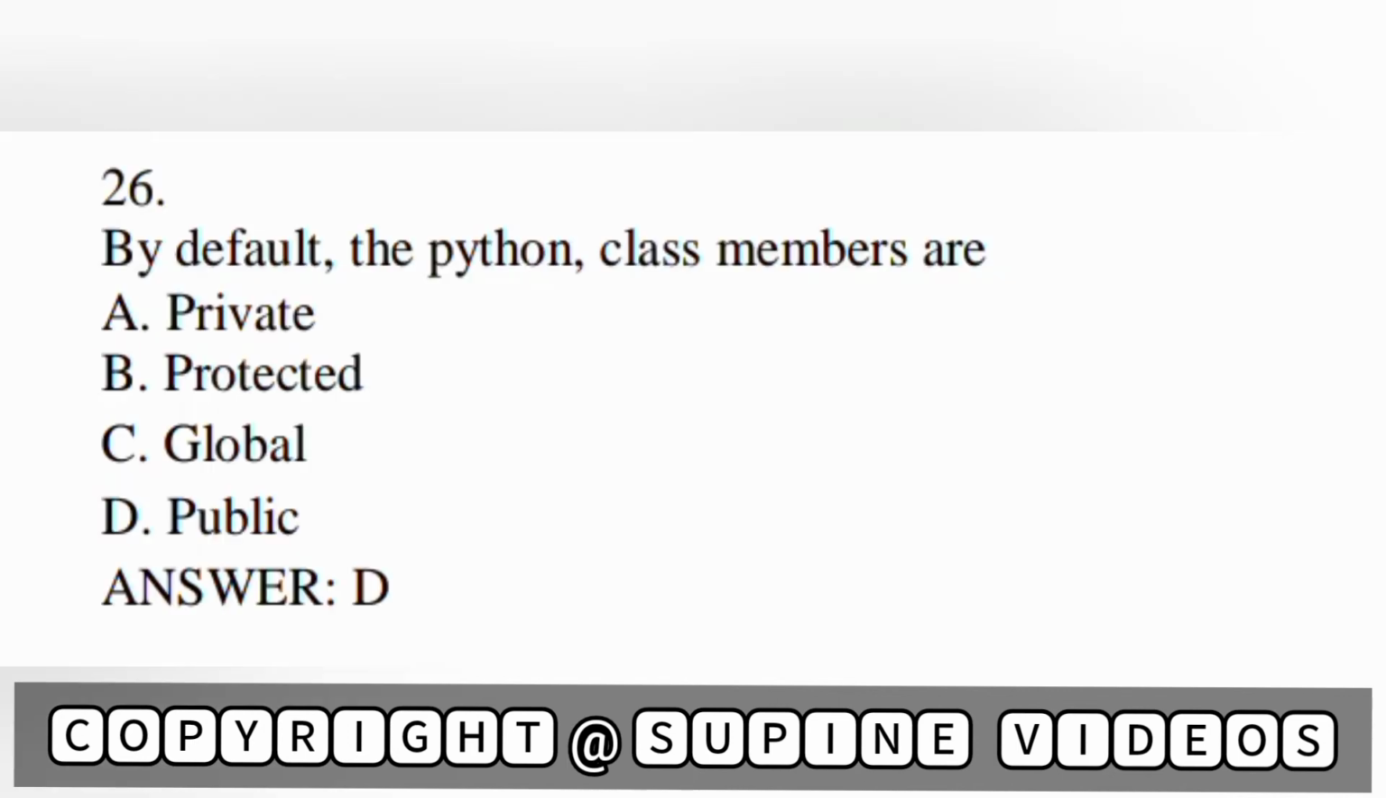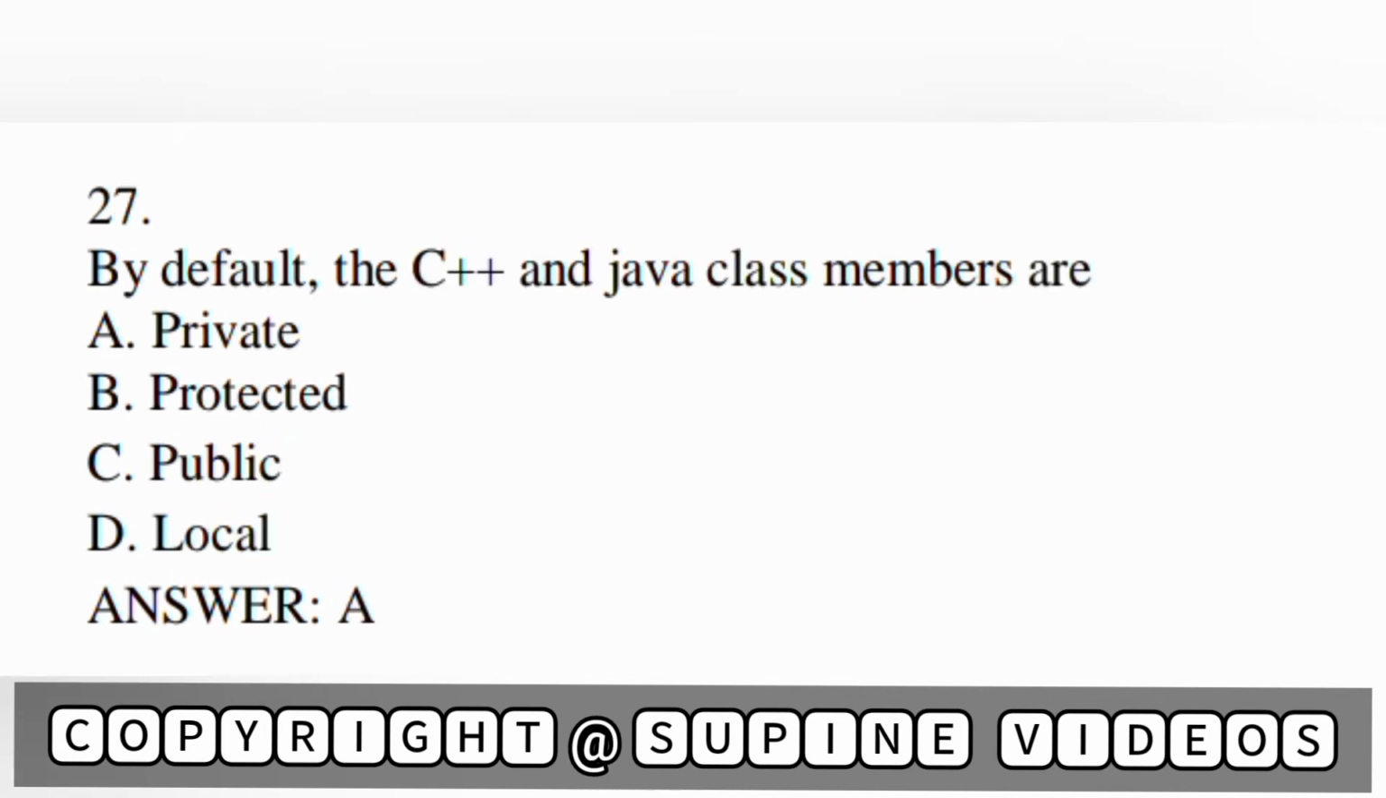Protected. Question number 26. By default, the Python class members are, your options are A. Private, B. Protected, C. Global, D. Public. The answer is option D. Public. Question number 27. By default, the C++ and Java class members are, your options are A. Private, B. Protected, C. Public, D. Local. The answer is option A.